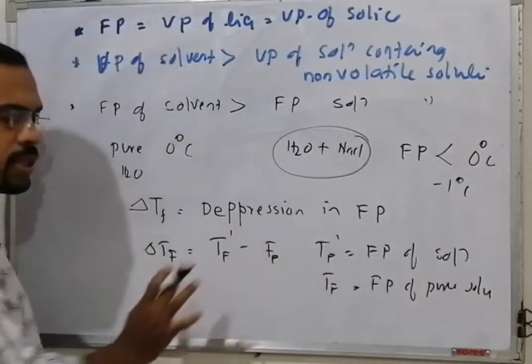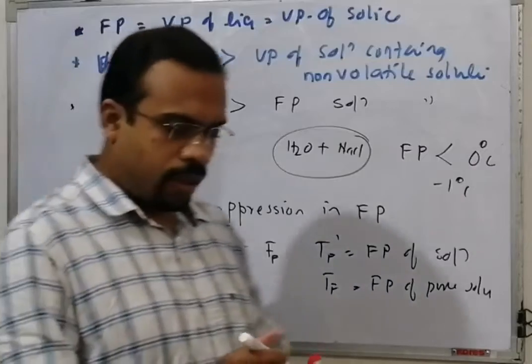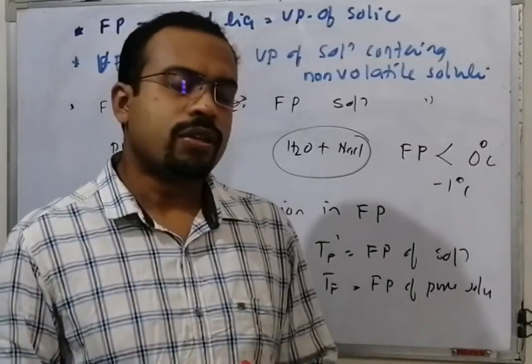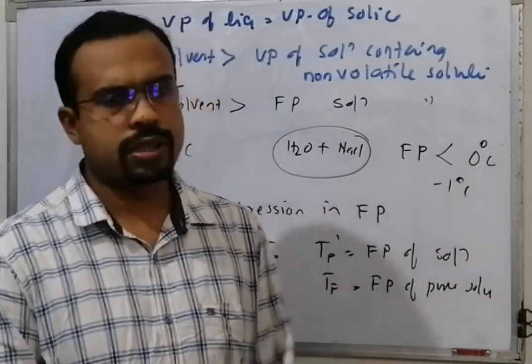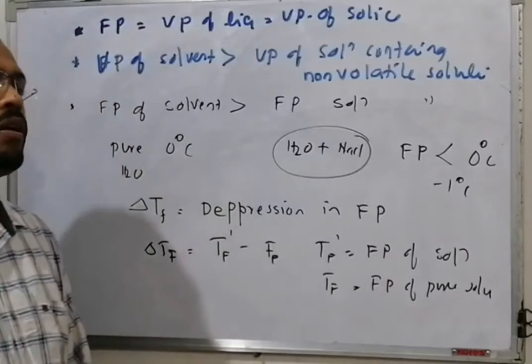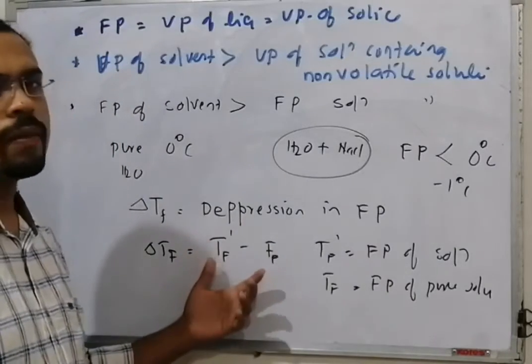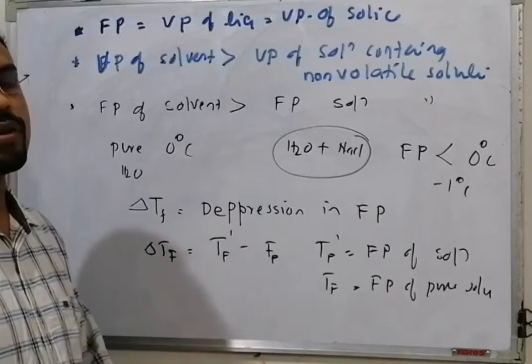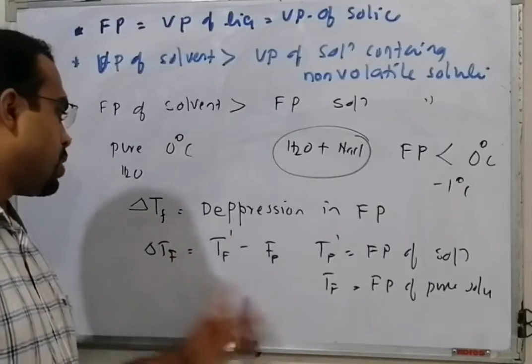This is always greater than this, therefore a negative value will be there. That negative sign has no meaning here. Don't worry about it. You just neglect that negative sign. We are focusing only on what we will call this magnitude.